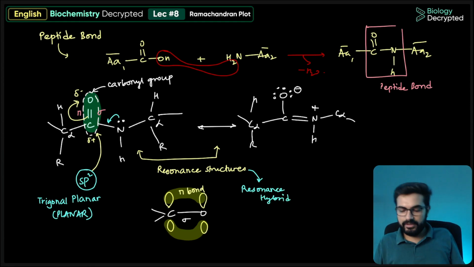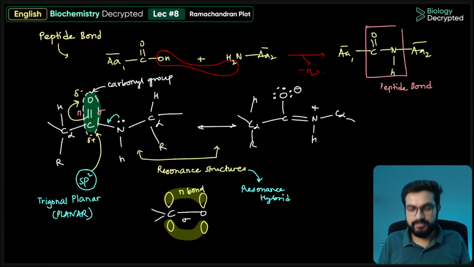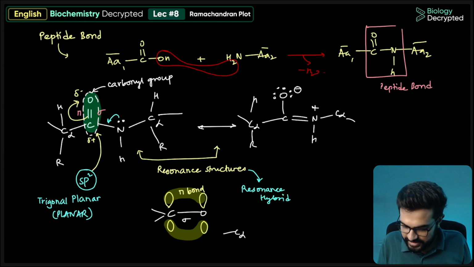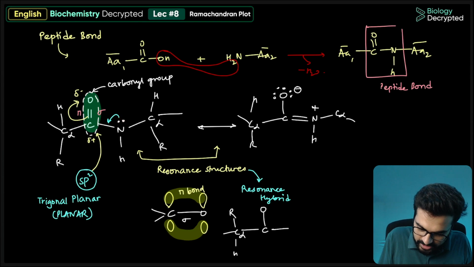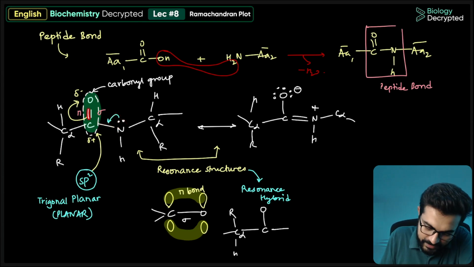And if you look at the resonance hybrid here, this will be C alpha R H, then we have CO. So what we can see is these electrons are coming here, they are forming a double bond, a pi bond, and these pi electrons are going and coming on oxygen. This is how you get the electrons here, and you get this and this here.